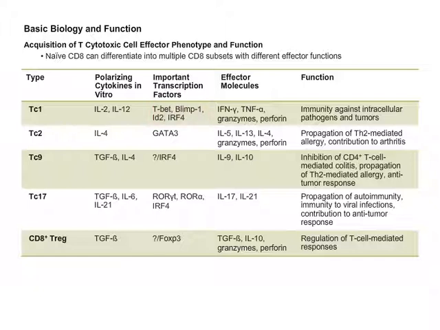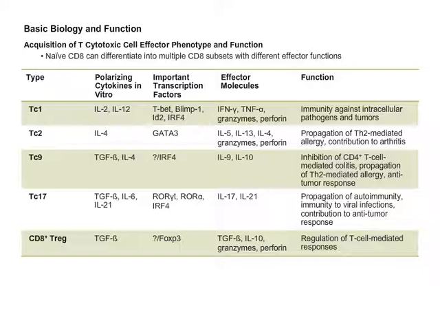TC2 cells, in contrast, are induced in the presence of IL-4 and produce IL-5 and IL-13. TC2 cells are generated in response to the lineage-specific transcription factor GATA3. Unlike TC1 cells, TC2 cells exhibit only low levels of cytotoxicity and have been shown to contribute to the development of allergies and autoimmunity.